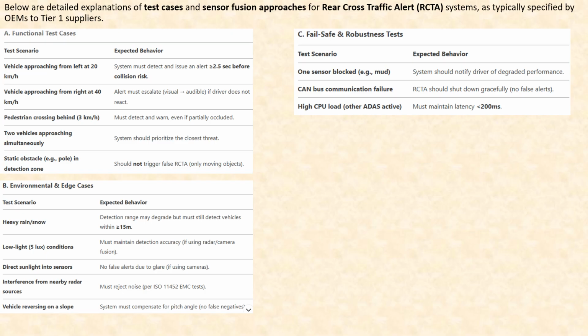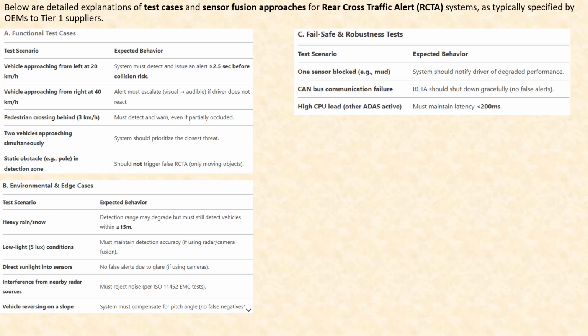For example, when it is mentioned as vehicle approach from left at 20 km per hour, the system must detect and issue at 2.5 seconds before the collision risk. So this is the minimum time interval before which the warning is supposed to be issued by the functionality to the driver. Next is the environmental and edge cases.